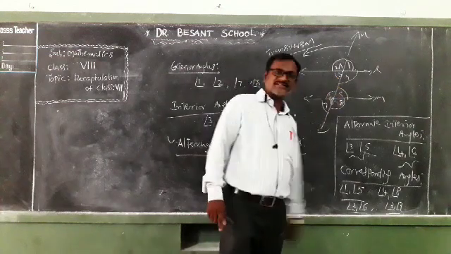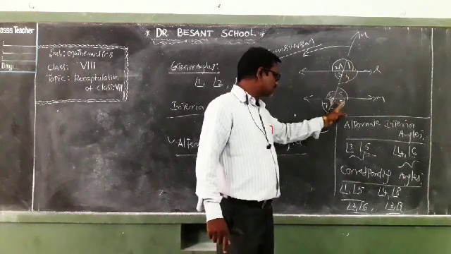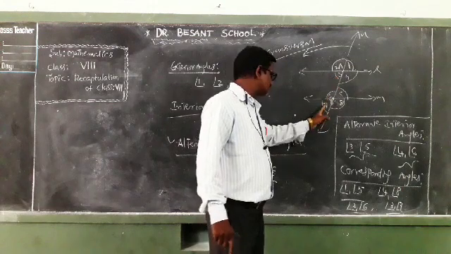And the corresponding angles are always equal. So angle 1 is equal to angle 5, angle 4 is equal to angle 8, angle 2 is equal to angle 6, and angle 3 is equal to angle 7.